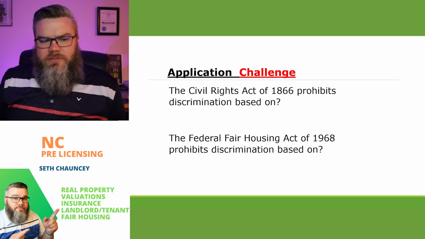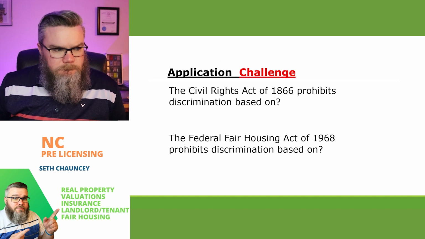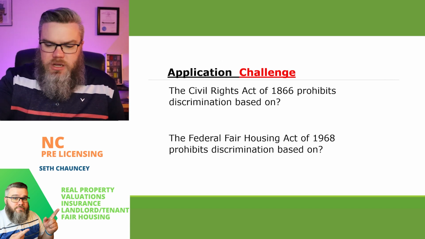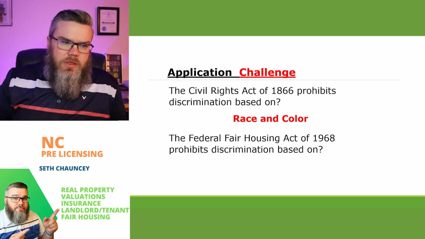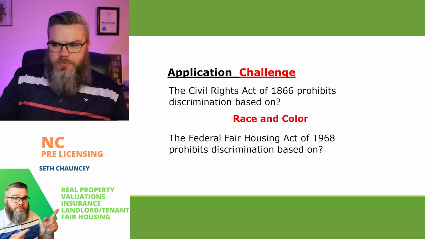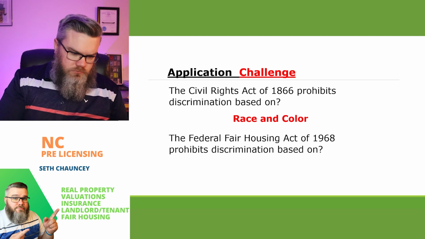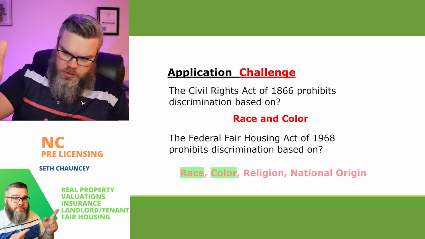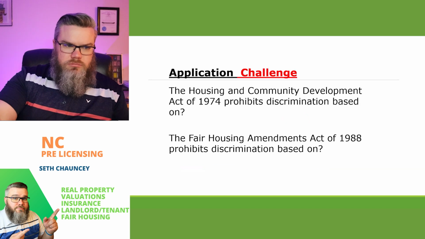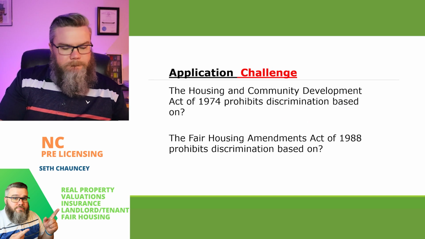So the Civil Rights Act of 1866, before we go any further, prohibits discrimination based on what? Race and color. Race and color only. Okay. And then 102 years later, the Federal Fair Housing Act added 2 additional categories on top of race and color. What were they? Religion and national origin. There you go. Then the Housing and Community Development Act of 1974 added what? Sex.